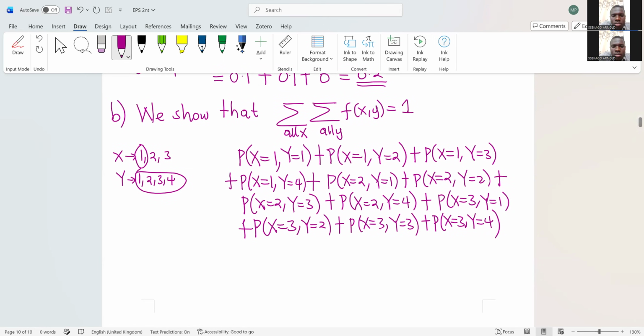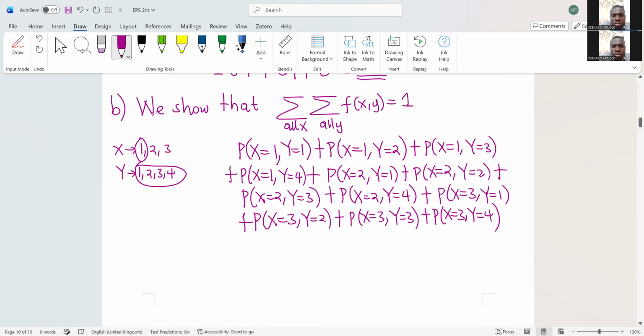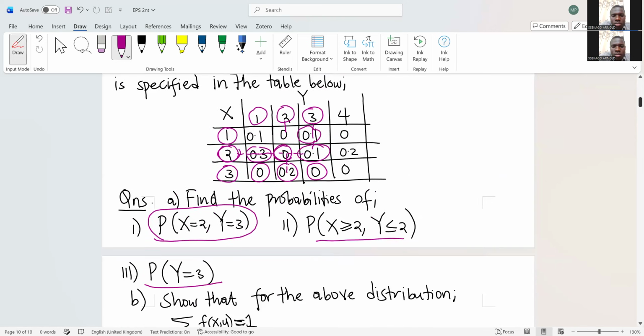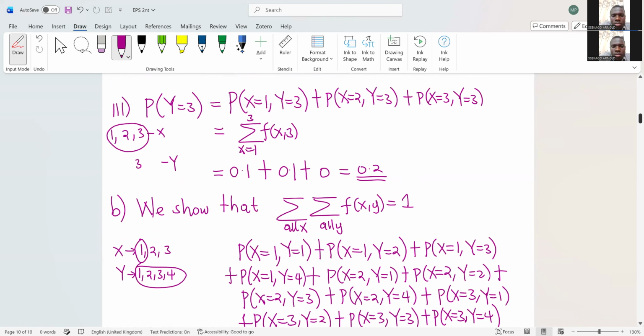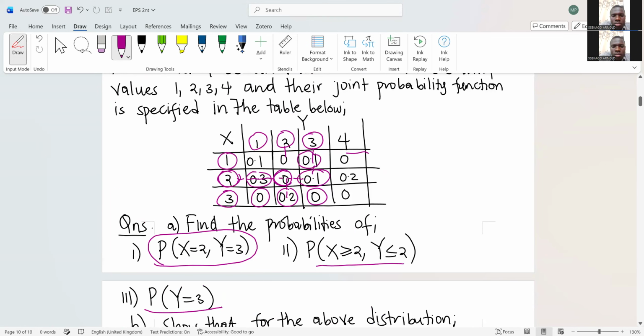So this is what I had defined earlier on. We want to evaluate that sum. The sum was not given as such, but the values of the probabilities that are being summed are within this table. So we have to sum all these values and show that they equate to 1.